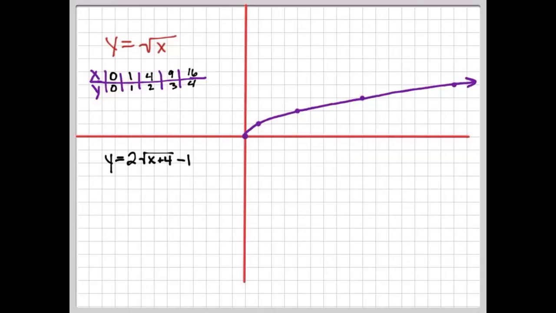So first the vertical stretch, shrink, reflection, which in this case, what is it? 2. Is that a stretch or shrink? It's a stretch by a factor of 2. And is there a reflection? No, because it's not negative. So we're going to stretch it by a factor of 2. Now remember, when we stretch everything by a factor of 2, it's like we multiply the y values by 2, right? 0 times 2 is still 0. That point doesn't move. But 1, 1 now goes to 1, 2. 4, 2 goes to 4, 4. 9, 3 goes to 9, 6. 16, 4 goes to 16, 8.